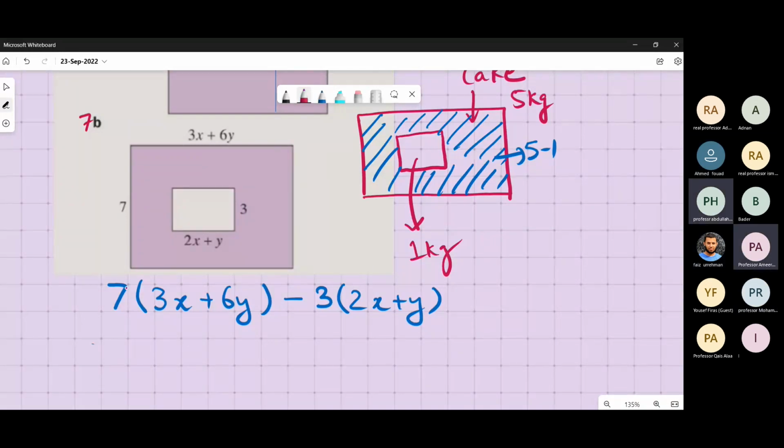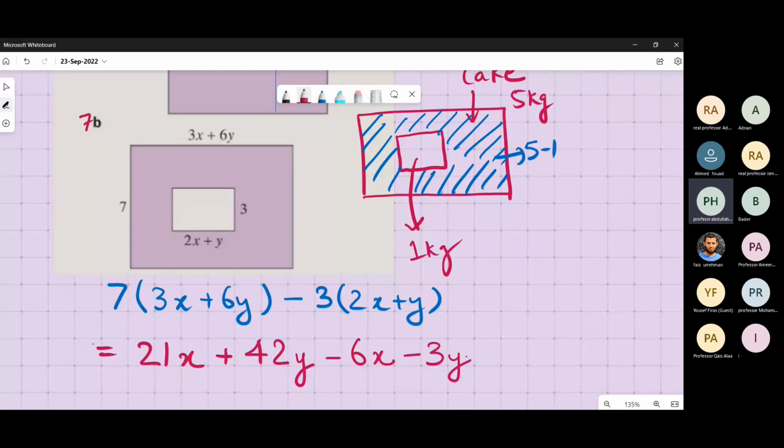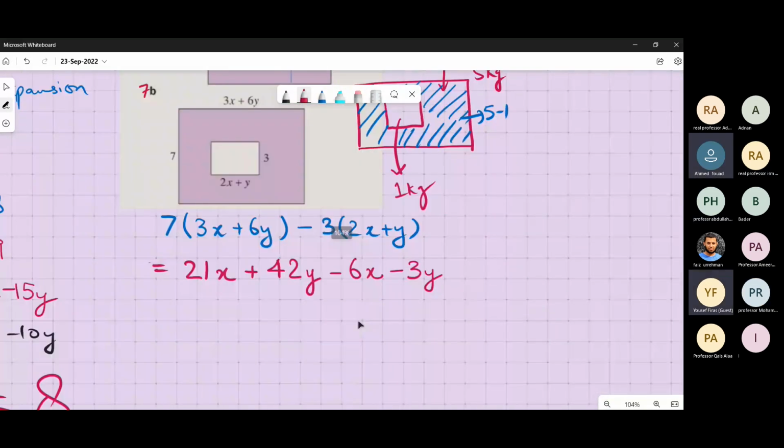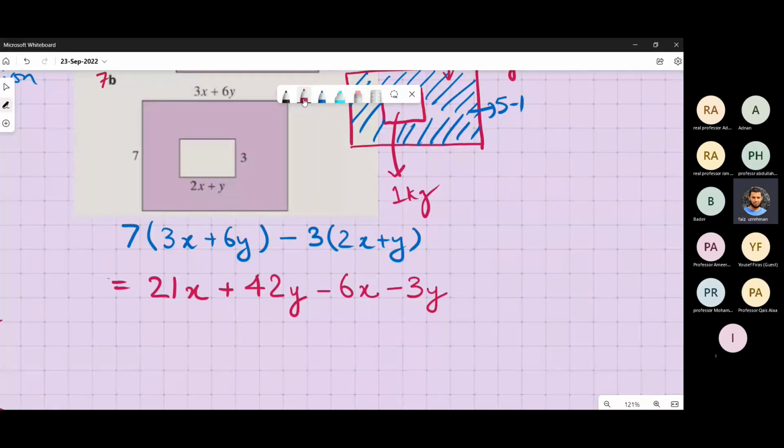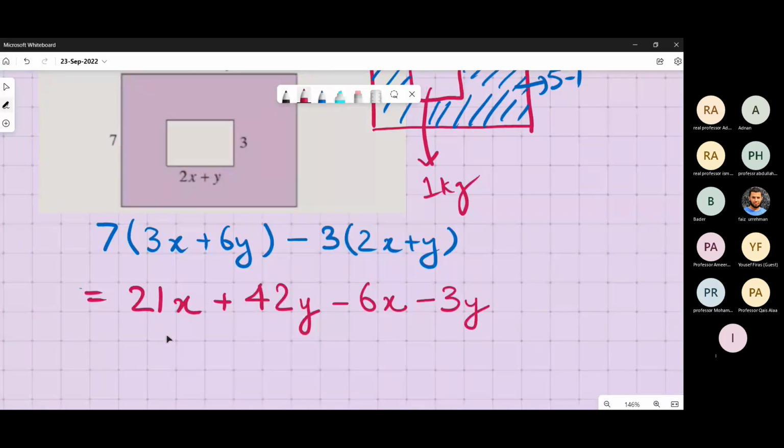Mister, I understood the original one, but I didn't understand the cake. Because plus and minus, plus and plus equal minus. Because here 3x plus 6y, and here 2x plus y, and plus and plus will give us minus. You are telling me plus and plus will give me minus. It doesn't happen like this. How do we get the minus? We will not get minus. Plus plus is plus, not minus. Where did I show you that plus plus is minus? Tell me.